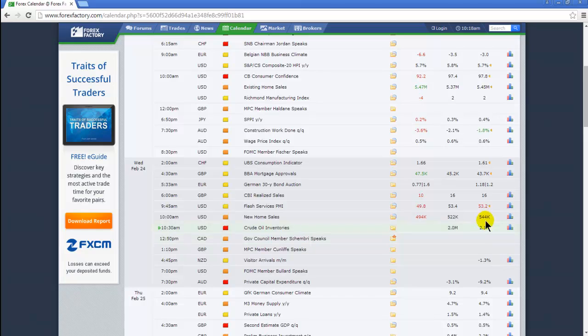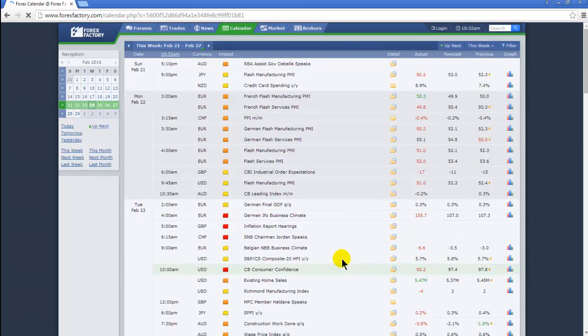The forecast of the crude oil inventory is 2 million, but the previous figure was higher. So if the forecast is lower than the previous figure, theoretically it means that crude oil will be bullish. But this is about the theory. The reality of the market can be different. But we are waiting for the actual figure, which will come very shortly. Let me refresh my screen. It should be coming out soon.